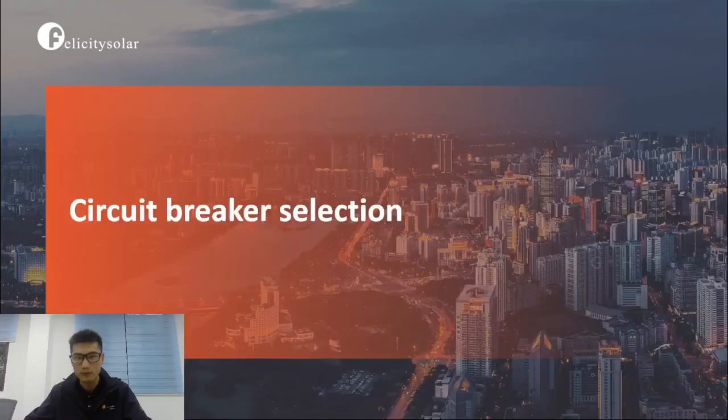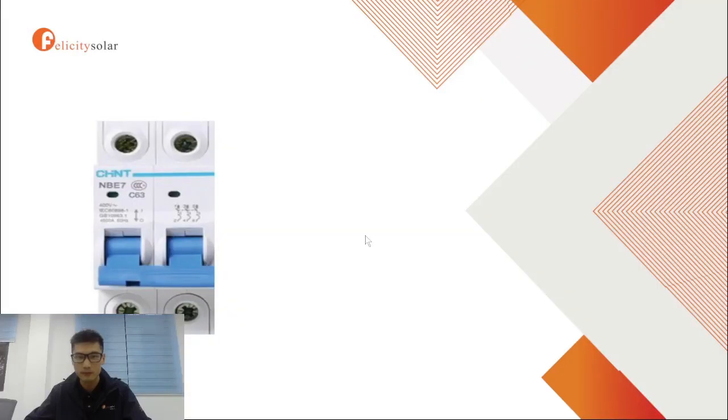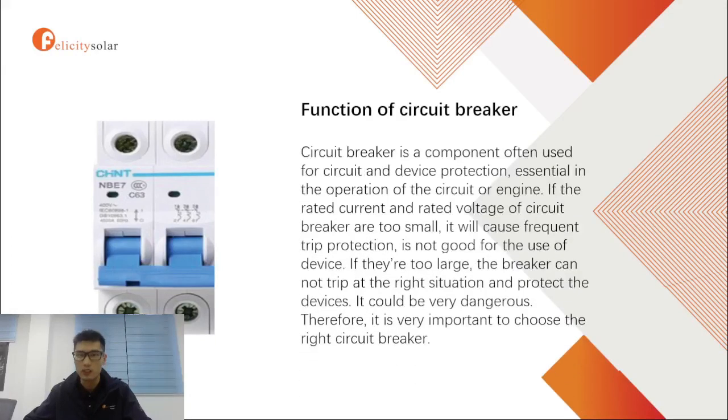Okay, now we're gonna move on. The third part is about the circuit breaker selection. Here is a picture of a circuit breaker. First, we're gonna talk about the function of the circuit breaker. A circuit breaker is a component often used for circuit and device protection, essential in the operation of a circuit or engine, because it will interrupt the flow of the current to make sure that the maximum current will be within the safety range.